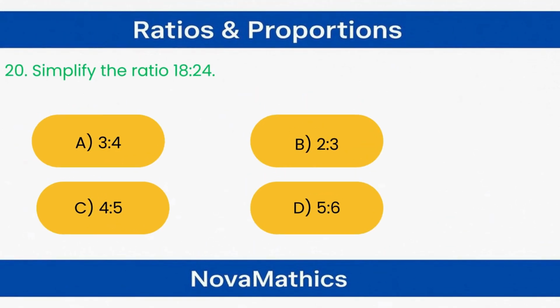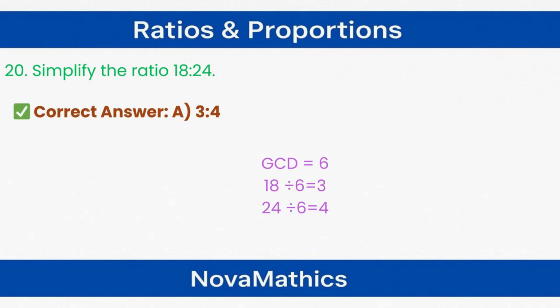20. Simplify the ratio 18 to 24. Divide by 6 to get 3 to 4.